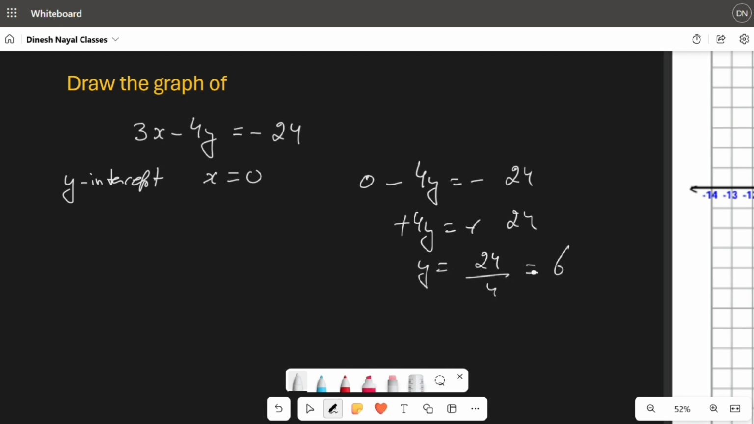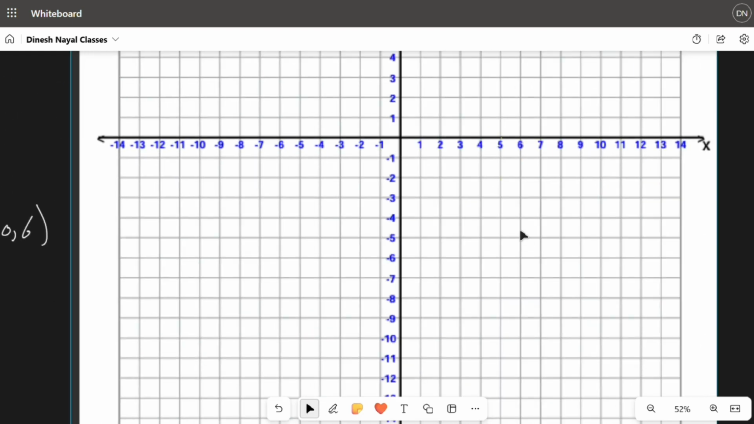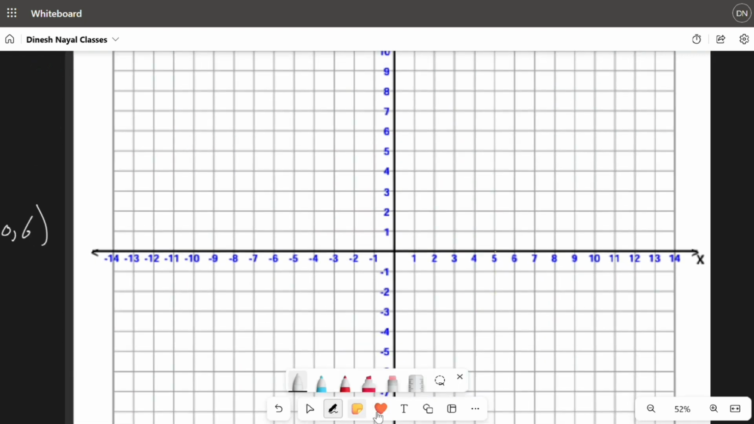Now see, we have got the y-intercept. Y-intercept means the point 0 comma 6. Okay, so do one thing, let's draw the point 0 comma 6 over here. So this is the y-intercept, 0 comma 6 will be this point. Okay, so this is 0 comma 6.